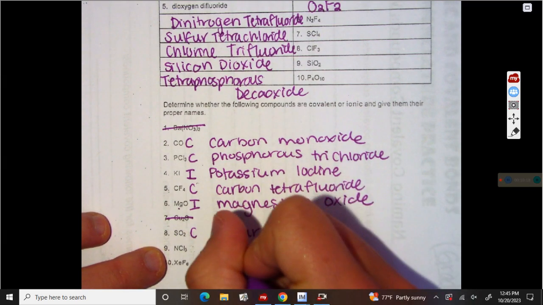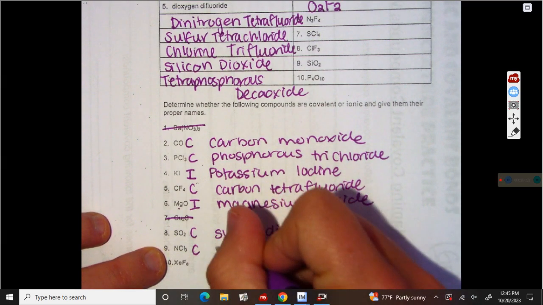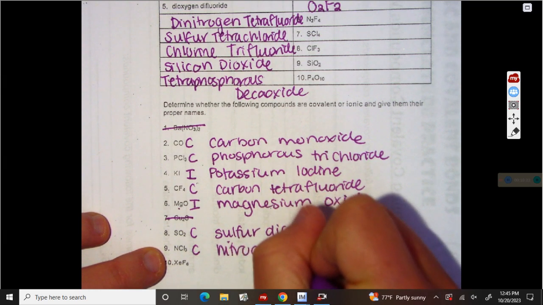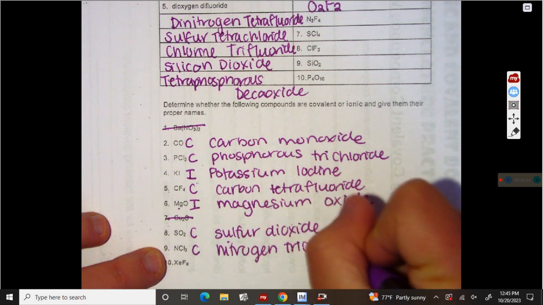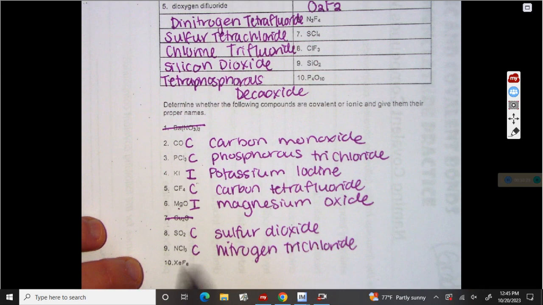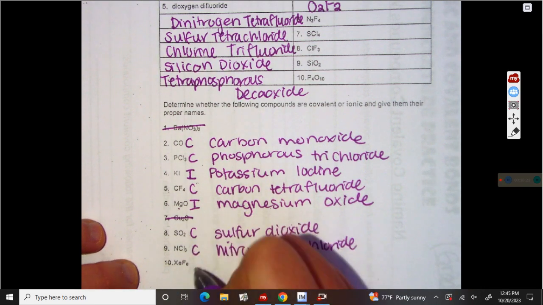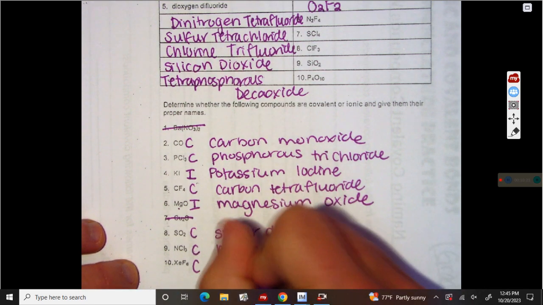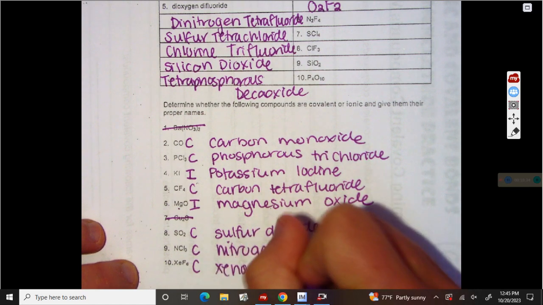Nitrogen and chlorine, both covalent, 2 nonmetals. Nitrogen trichloride. Last one, we've got xenon, which is a noble gas, and fluorine. Those are covalent. So we've got xenon hexafluoride.